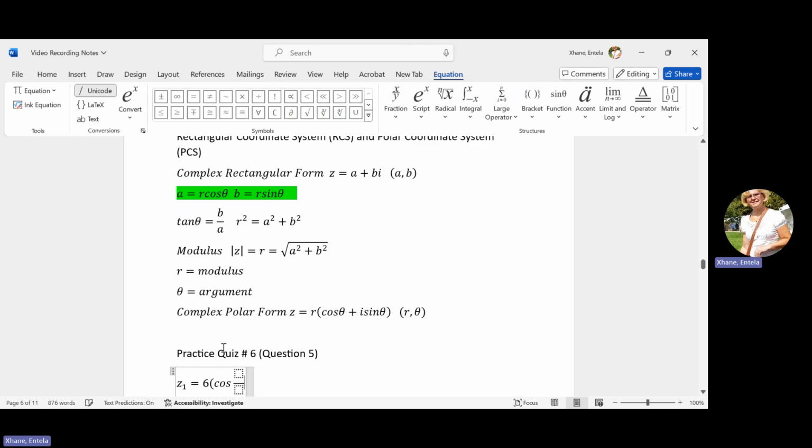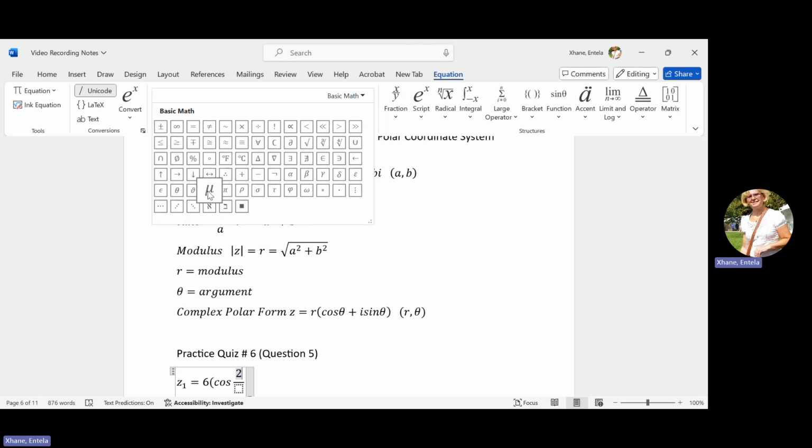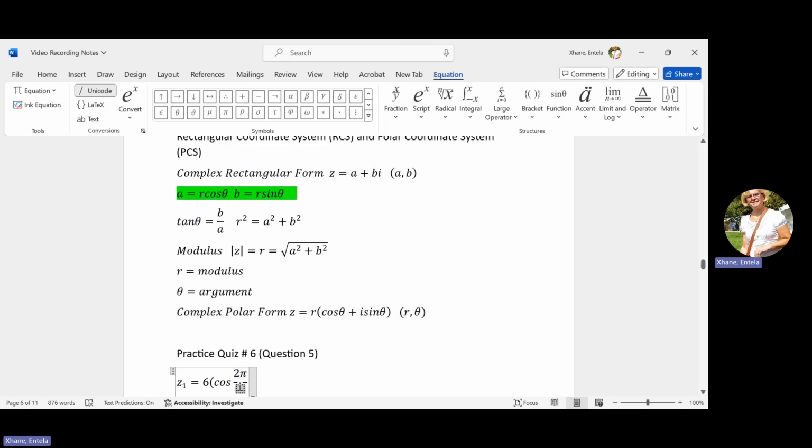Cosine, the argument is 2 pi over 7, by the way. So it's a radian argument, radian measure. That's what I meant. Plus i, and that's going to be sine of 2 pi over 7. It's the same argument. Checking, the argument is 2 pi over 7. Wonderful. So it will be the same argument for the function sine. So this is the first number.